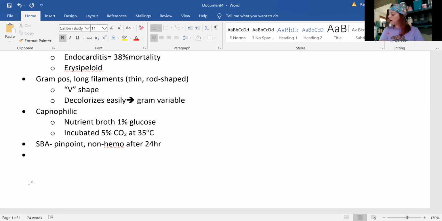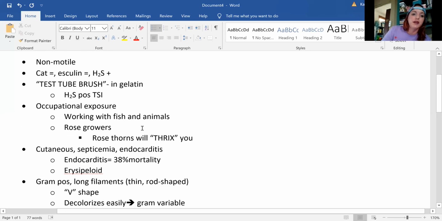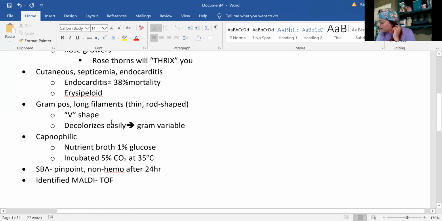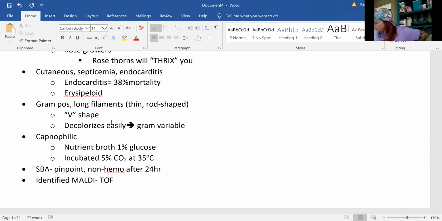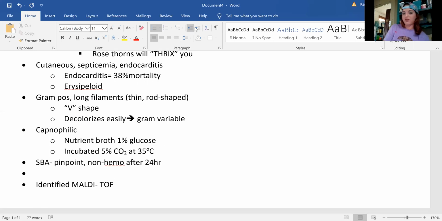But I think when it comes down to it, for this one specifically, what you're going to get asked about is the test tube brush in the gelatin, the exposure route, so either working with fish, animals, or roses. If you ever get asked about it, it'll be along those lines. And then I'm going to put up here that it is alpha hemolytic after a few days, because that's kind of differential from a lot of the other gram-positive bacilli like Listeria and Corynebacterium. Okay.